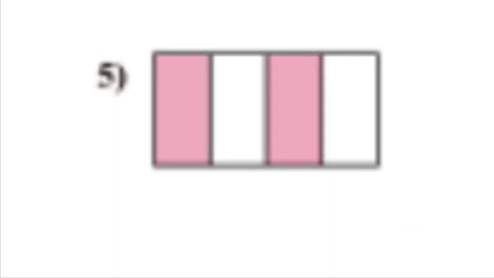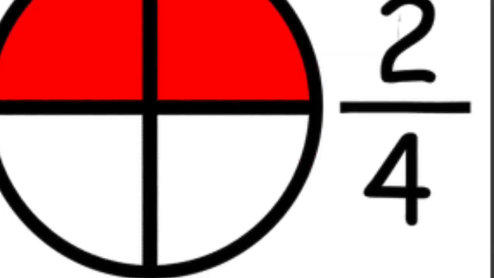This fraction right here, we can count that there are 4 rectangles. So that will be our denominator, the number on the bottom. And then I have my line, and then I want to see how many are shaded pink. So there are 2 shaded pink. So my fraction would be 2/4. If anyone remembers, 2/4 is the same as 1/2.